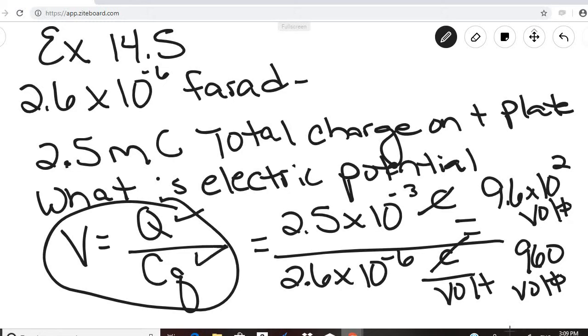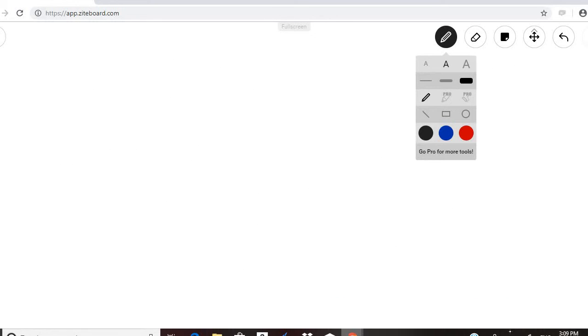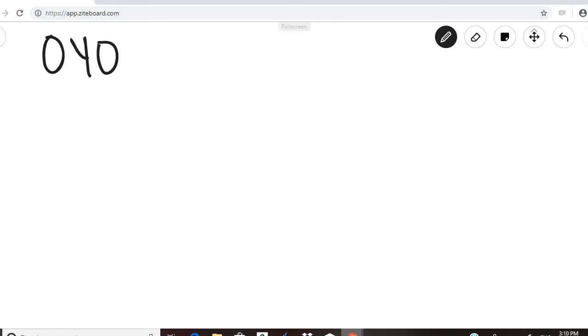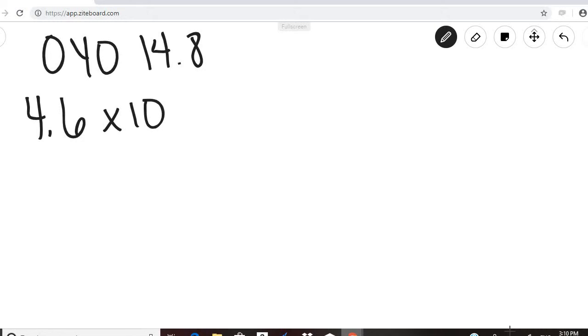Okay, so that's just a straightforward application of the electric potential formula, the total charge on the positive plate and the capacitance of the capacitor. Okay, so now let's go ahead and do one on your own, 14.8. Okay, so here we are given that the capacitor is 4.6 times 10 to the negative 6 farads.